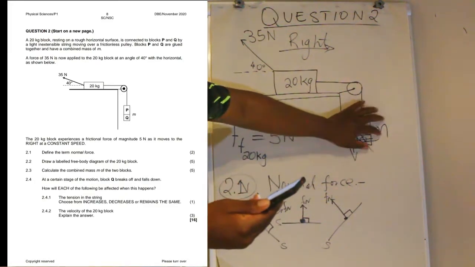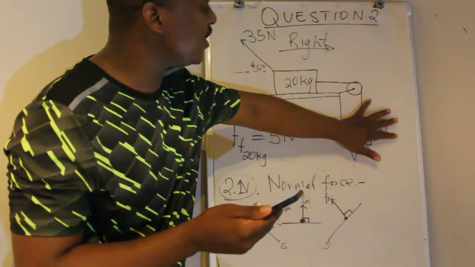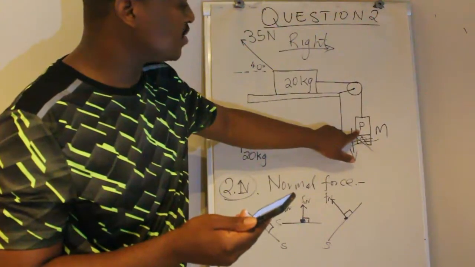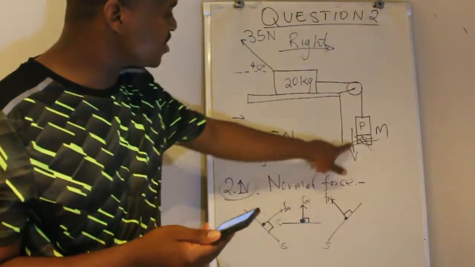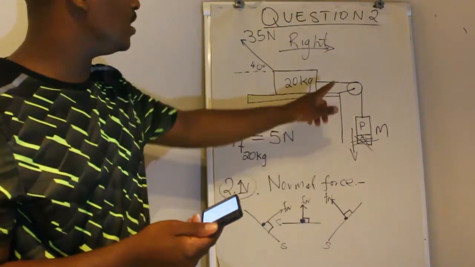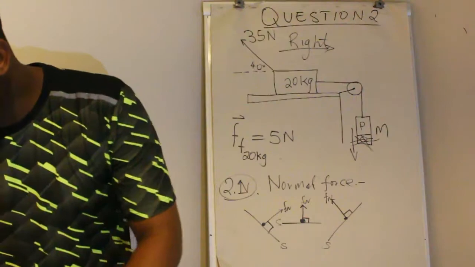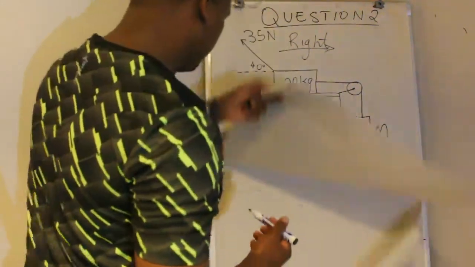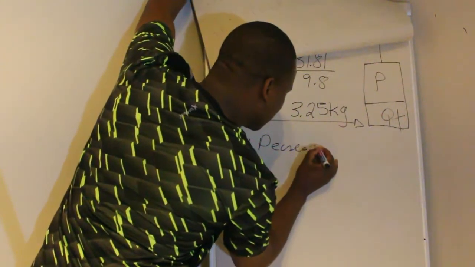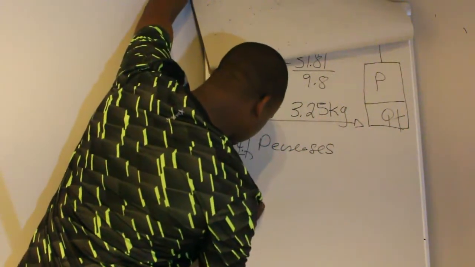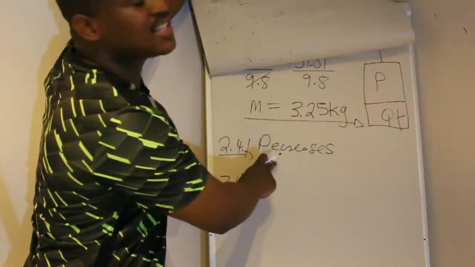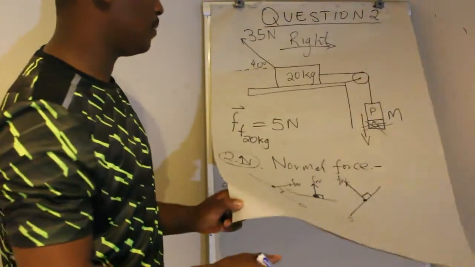So when this becomes lighter, the force of gravity, the weight Fg, will decrease. You will have a smaller Fg. If Fg is small, the tension will be a bit smaller. So it will decrease. So to answer the previous question, 2.4.1, decreases. So the tension will decrease when the mass becomes smaller.